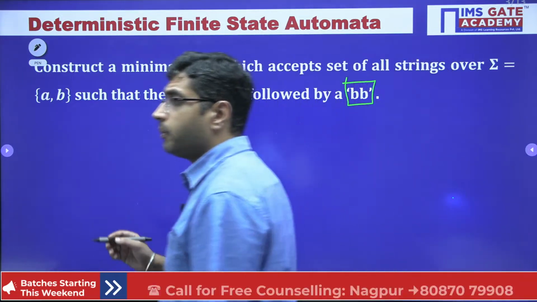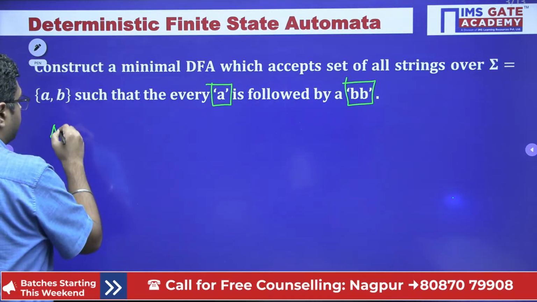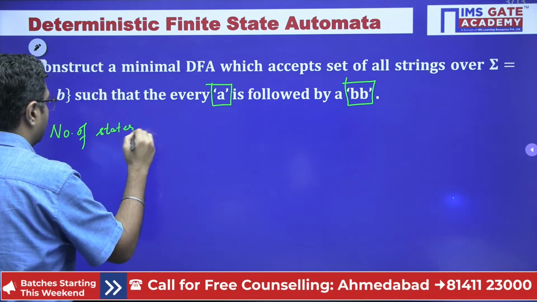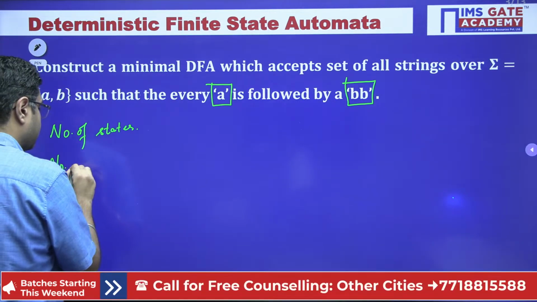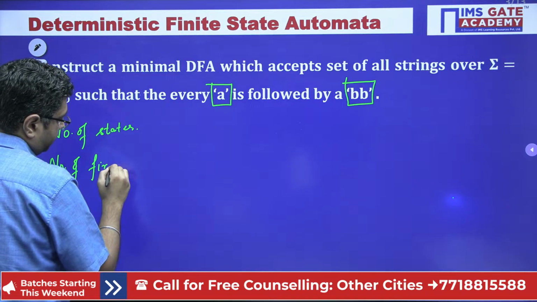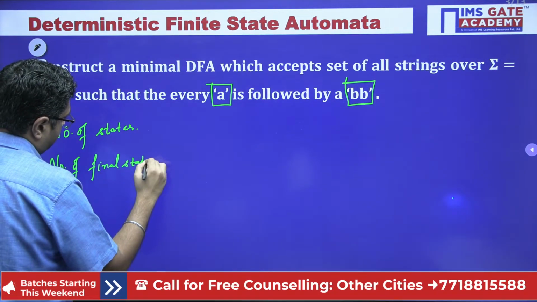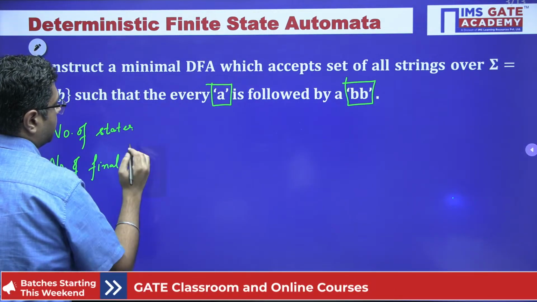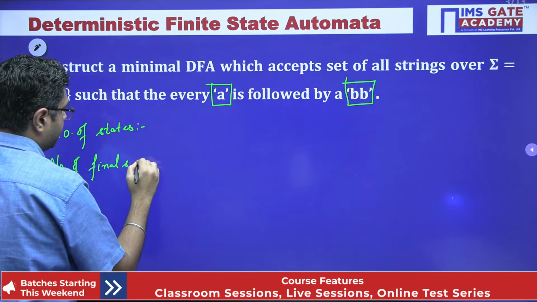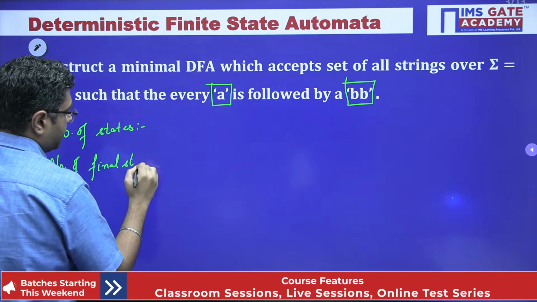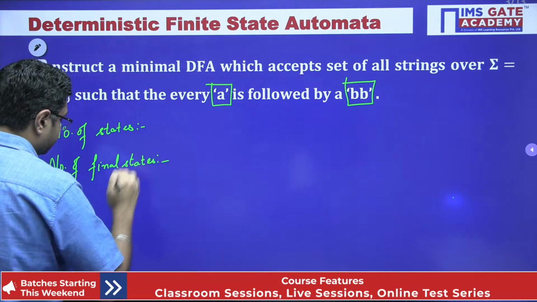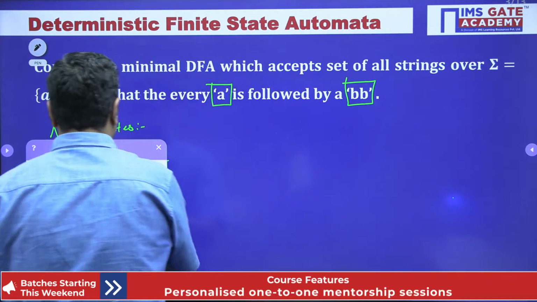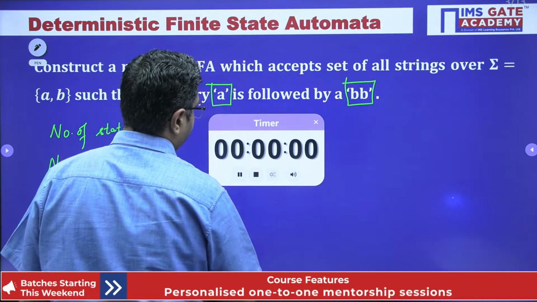So tell me the number of states as well as the number of final states in this DFA, right? You have to tell me the number of states as well as the number of final states in this minimized DFA. This is also a very good question. So let me give you 3 minutes to solve this, and then we will discuss the solution.